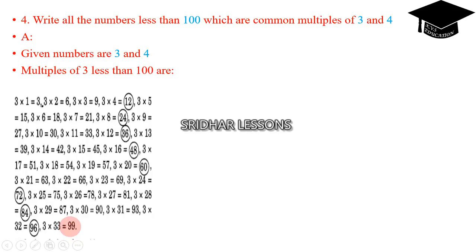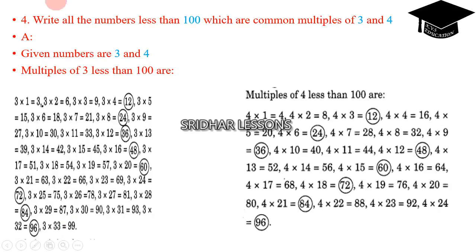Similarly, we have to write the multiples of 4 less than 100. 4 into 1, 4, 4 into 2, 8, 4 into 3, 12, 4 into 4, 16, like that up to 96, because less than 100 we have to write. If you can observe, see here how beautifully I have circled them. These are the common multiples of 3 and 4.